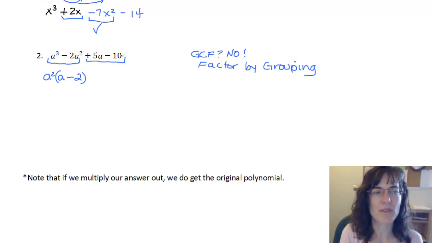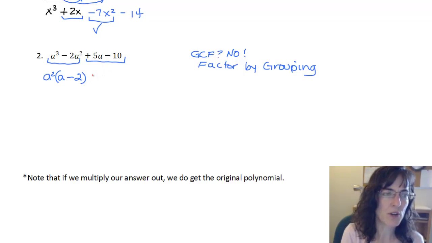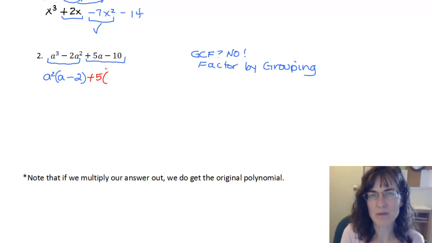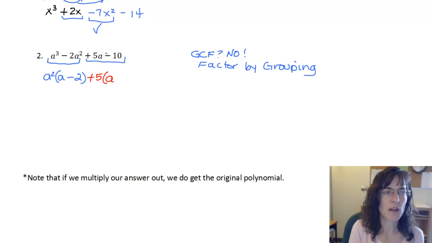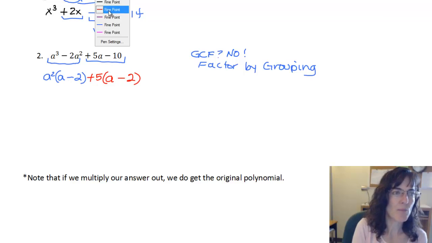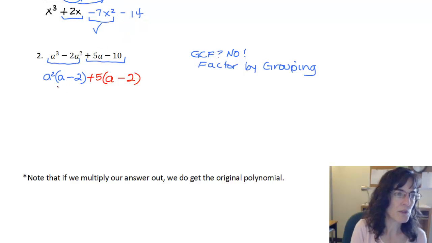Look at the second pair, and I have positive 5a minus 10, and I think they're both divisible by 5, but there's no a on the second term, so I know I can't have a variable in my greatest common factor, so it's just going to be a positive 5 times what? So I'm thinking positive 5 times what gives me positive 5a, and the answer is just an a. And then positive 5 times what will give me negative 10, so positive 5 times negative 2 will give me a negative 10.